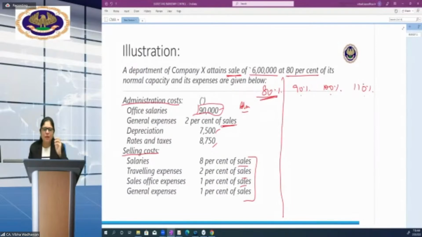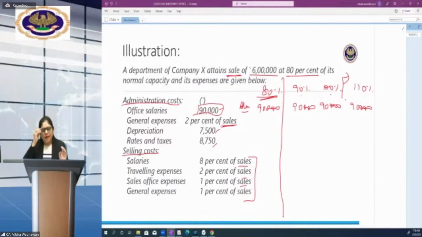All right. Now let us move back to the question. So administration costs, first of all, office salaries are fixed 90,000. So for 90%, it will be 90,000. For 100%, it will also be 90,000. For 110%, also, it will be 90,000. See, students, generally, when we go beyond 100, the fixed cost also changes.